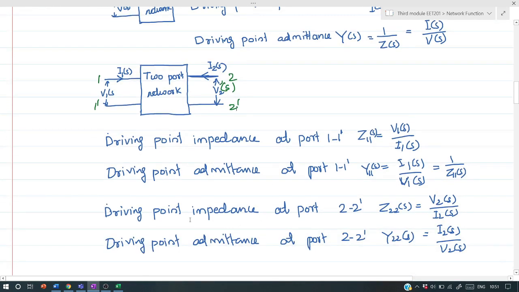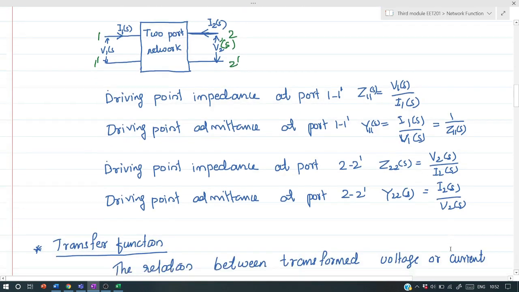Similarly, driving point impedance at port 2 dash is Z22(s), which is equal to the transformed voltage to transformed current ratio, V2(s) divided by I2(s). And corresponding to that, driving point admittance is obtained as Y22(s) equal to I2(s) divided by V2(s).